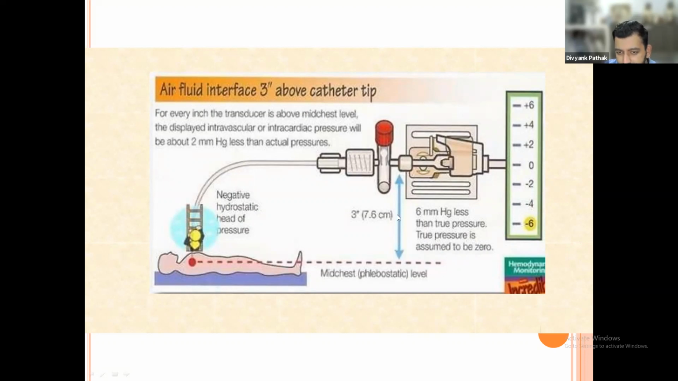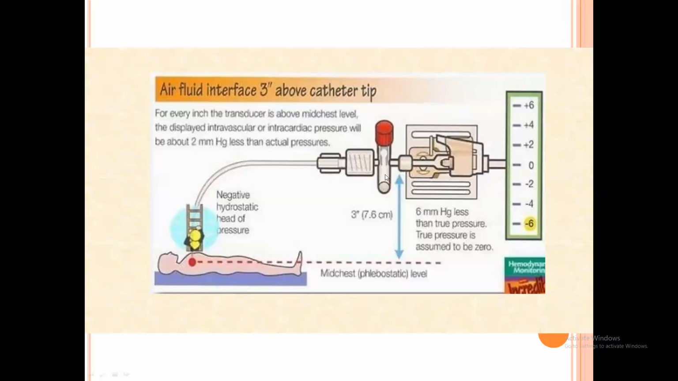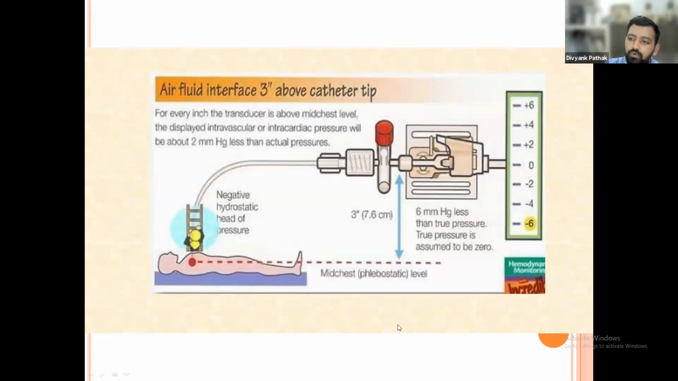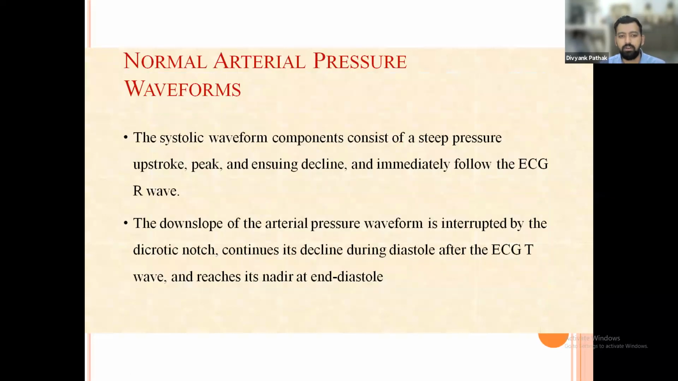If the transducer is up, for every inch the transducer is above the mid chest level, the displayed intravascular or intracardiac pressure will be about 2 mmHg less. If we go up, it will show less. If we go down, it will show more. So this zero level should be at this point of the heart, that is the phlebostatic level. Okay. So normal, now we'll go into detail with the arterial pressure waveform.